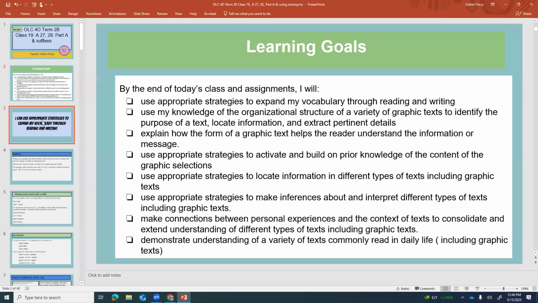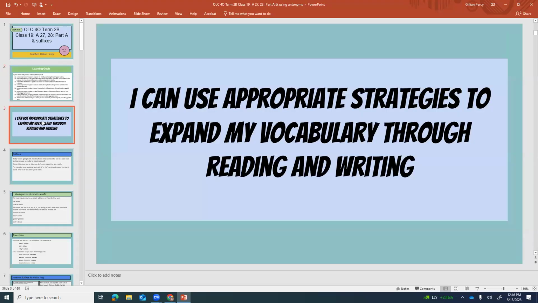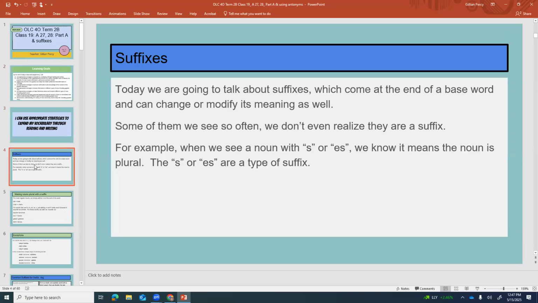Basically, we're going to start looking at expanding vocabulary. Now, technically, I don't know if this is expanding the vocabulary, but just making sure that you understand these particular markers in English, basically. So suffixes. Suffixes are any kind of little extra ending that comes at the end of any type of a base word, and it changes or modifies its meaning. Some of them we see so often we don't even realize that they are a suffix.